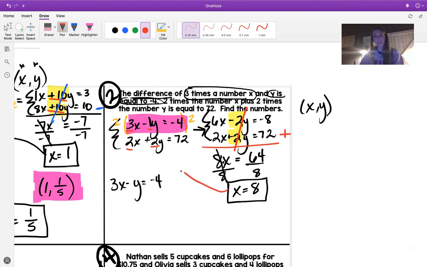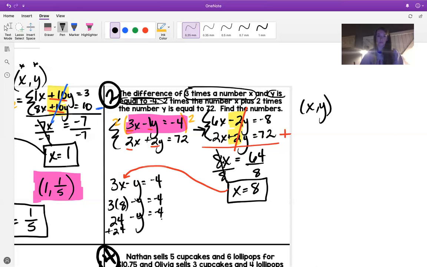We know that x equals 8, so I'm just going to substitute that in. So I have 3 times 8 minus y equals -4. That's 24 minus y equals -4. Add 24 to both sides. I have -y equals 20. So that's a -1y, so I have to divide both sides by -1, and y equals -20.